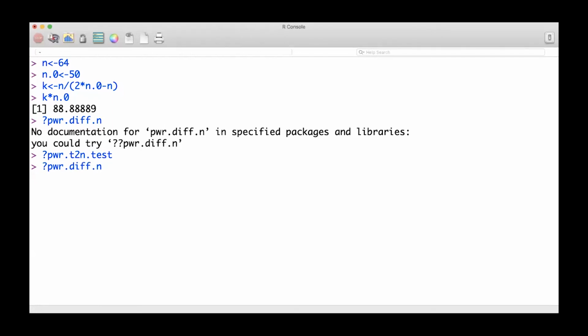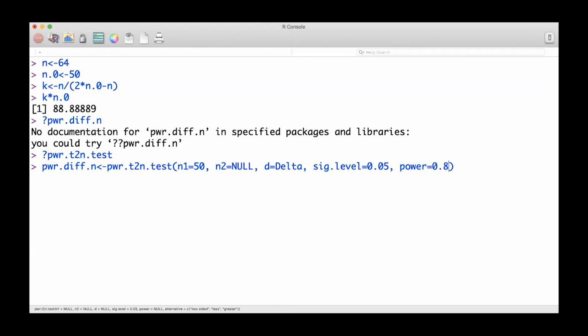So I wanted to actually name my object power.diff.n. All right, and we're going to use our pwr.t2n.test function. We're going to specify what sample size we can collect in our first group. We can let the second group size be NULL because we want to calculate that. Let's just use the delta that we had from before. And the sig.level, of course, we're going to use the standard 0.05 level with a power of 80% and an alternative that is two-sided.